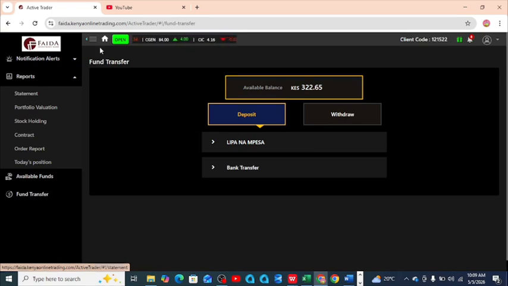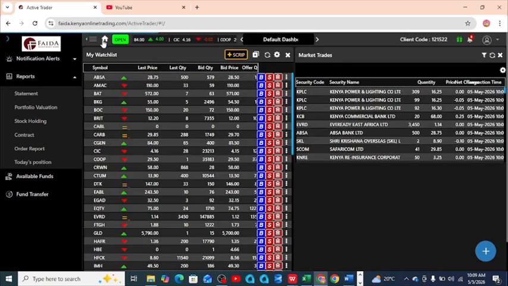What I need to take you through is the nitty-gritties which you need to notice in the stock market. In the stock market, the companies are represented by symbols. So you can see ABSA, AMAC, and BAT, the British American Tobacco Industry. All these companies have been abbreviated into symbols. We also have some other nitty-gritties here which you need to notice.